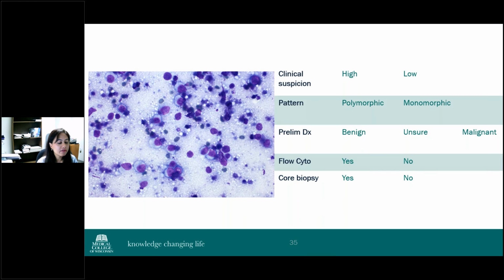Going on high magnification, we can see that these cells look lymphoid. Again, in the background, some naked nuclei, some debris. So the clinical suspicion for this case was again high. The pattern here again is monomorphic, mostly large cells that we see. Preliminary diagnosis, malignant. Should we get a flow? Yes. Should we get a core biopsy? Yes.